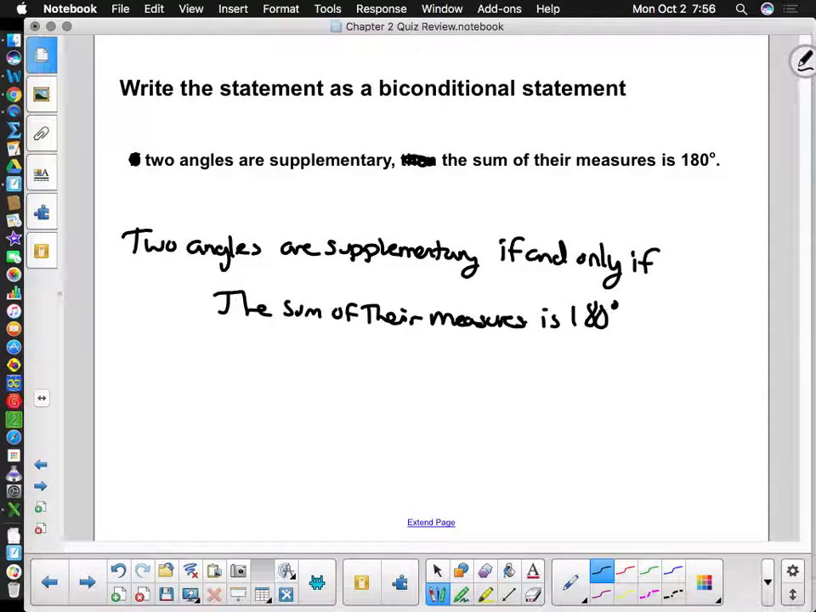All right. So there we go. That's biconditional. Definitely need to know how to do that.